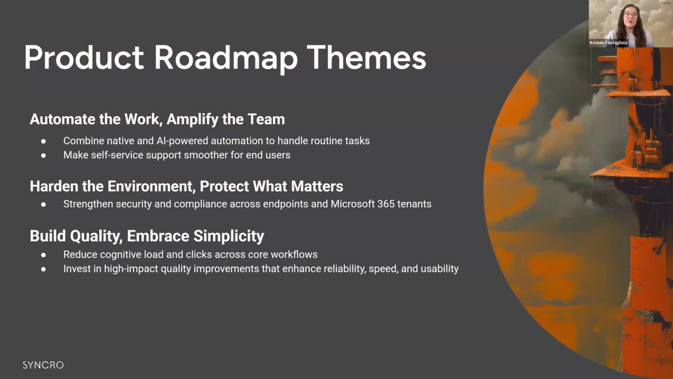Yeah, perfect. All right. So our product roadmap themes for this year, just as a reminder, these are the areas you'll see us continue to lean in on as you look at the roadmap, and our goal is to be as transparent as possible to show you all of the things that are coming. First is automating the work and amplifying your team. That means doing as much automation as possible, and leaning in on AI for more routine tasks and making self-service for your end users a lot smoother.